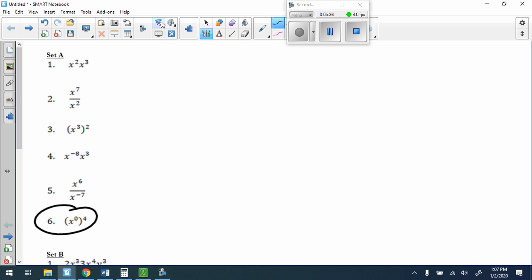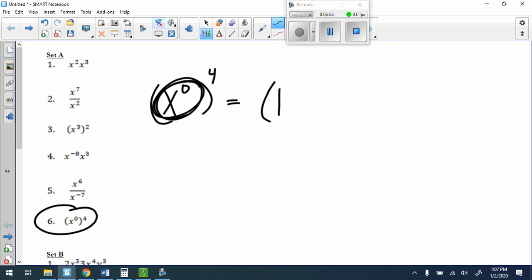Okay, number 6. So the second rule that we have with exponents is that anything to the power of 0 is 1. So in this case, we have x to the 0. Well, x to the 0 is 1. This whole thing here becomes 1.